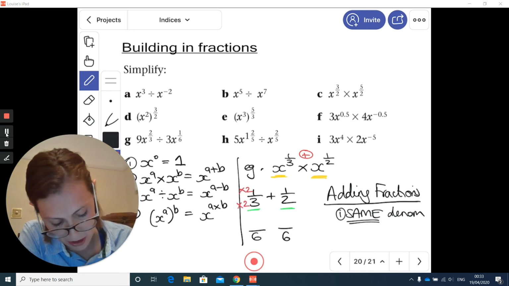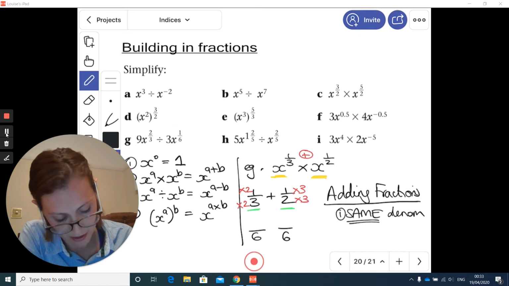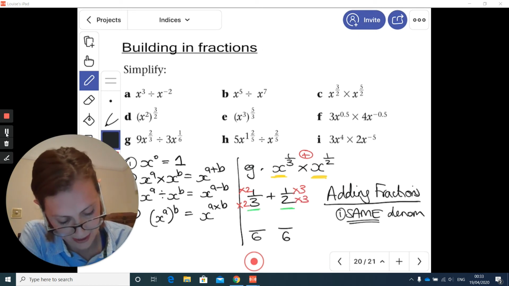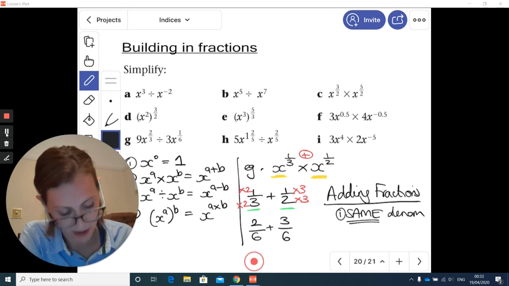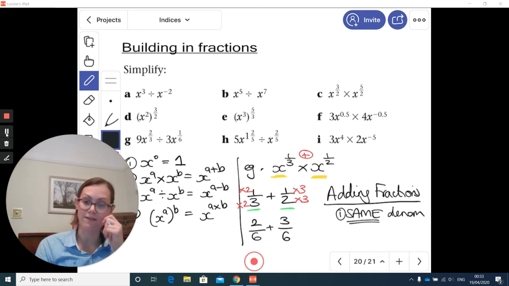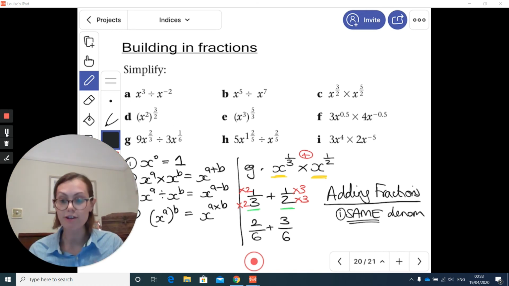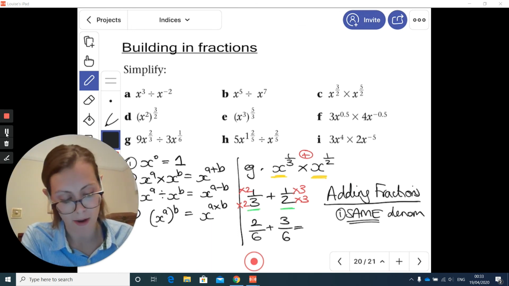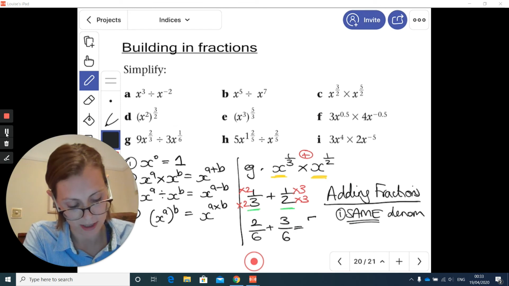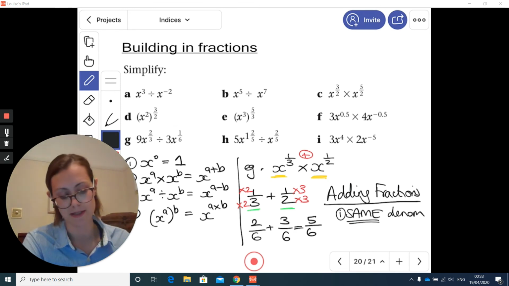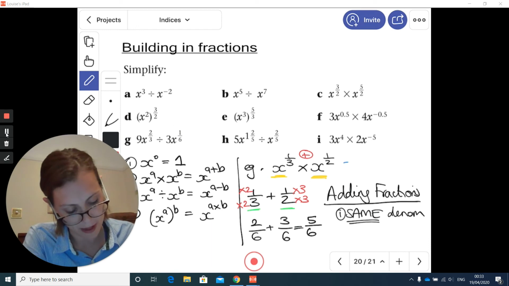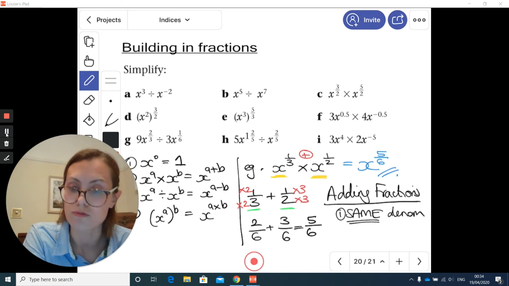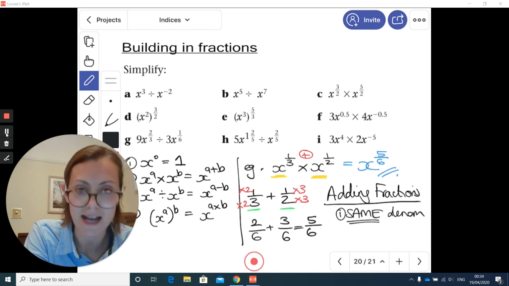So this one's going to get times 2, and this one's going to get times 3, so that I can have 1 over 3 is the same as 2 over 6, plus a half is the same as 3 over 6. By rewriting this, I haven't made the fraction any bigger or smaller, I've just rewritten it in a way that means I now have the same denominator, so I can add them. So now I can add across: the numerator add the numerator, and the denominator add the denominator. Which means that the answer up here is x to the power of 5 over 6. So nothing has changed. I do exactly what I was doing before.